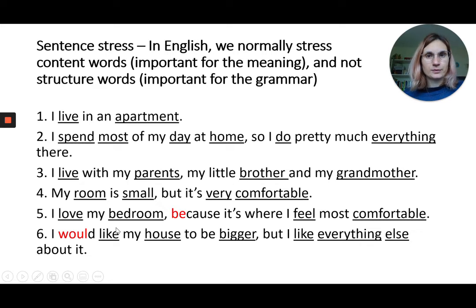Okay, so just keep that in mind. You will sound more natural if you are stressing the words that are important for the meaning, like verbs, nouns, adjectives, and any other important words. And if you are not pronouncing with so much detail, so much stress, the other words, the grammar words.